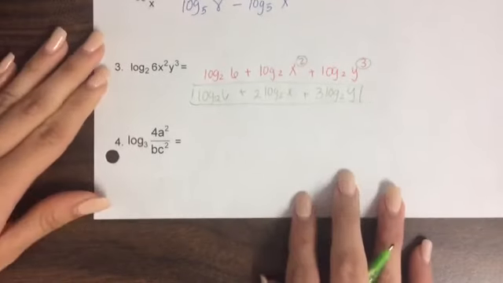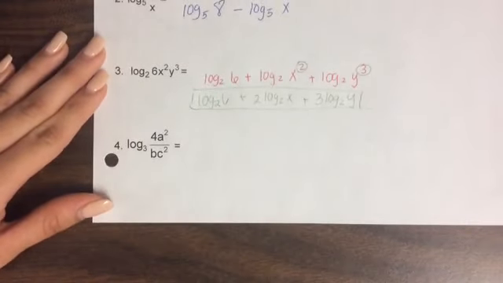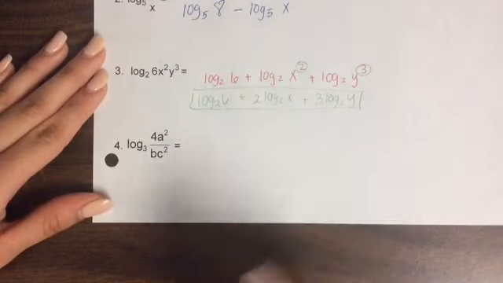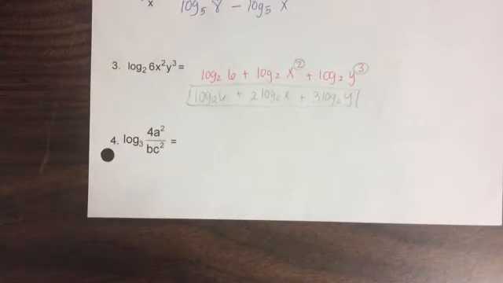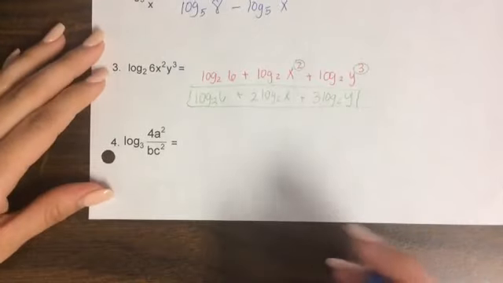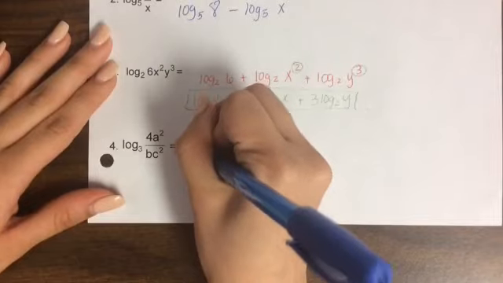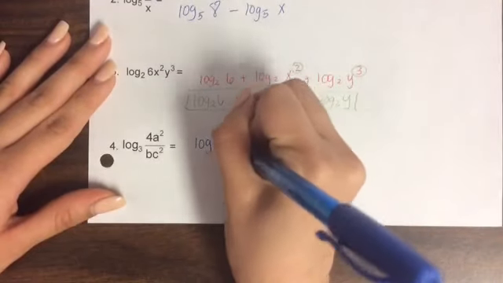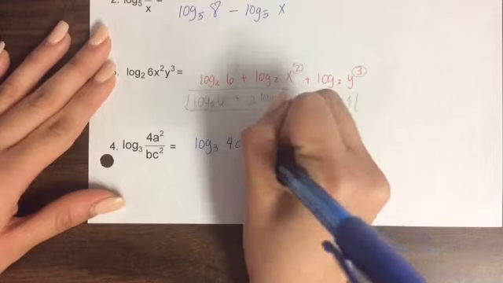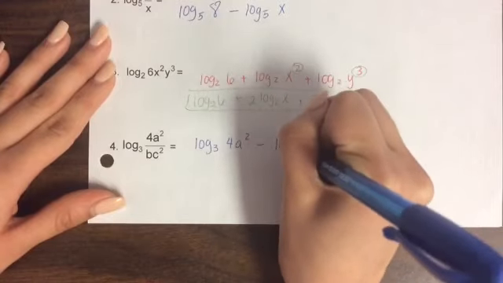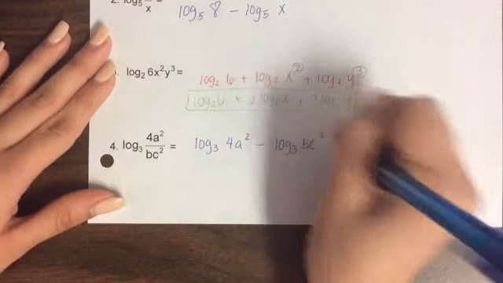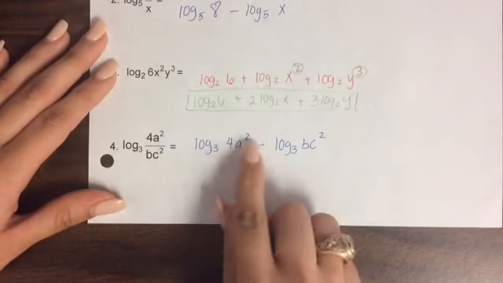Okay. Let's go ahead and do this last one here. We'll get to more complicated ones later. What we want to do first is the dividing. We want to separate the two divisions. I know it sounds backwards because of PEMDAS and whatnot, but let's go ahead and do that. So here we have log base 3 of 4ac minus log base 3 of bc squared. Oh, I said c instead of squared. Whoops.